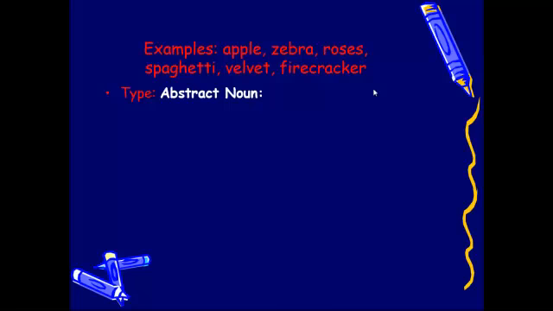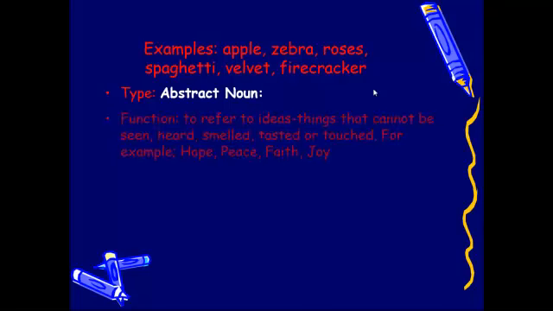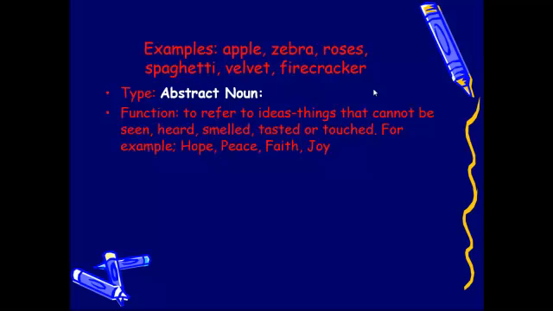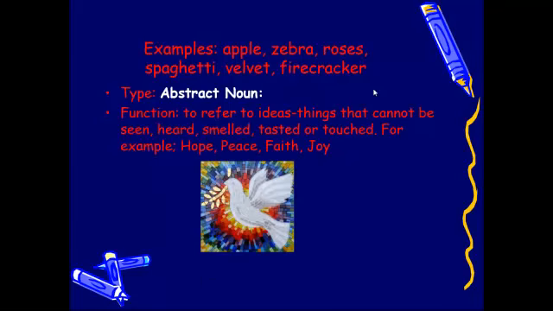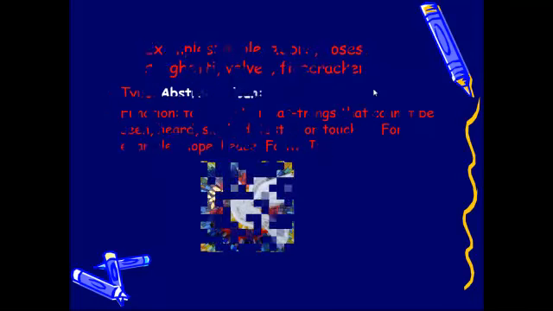Another type of noun is called the abstract noun, which is the opposite of concrete noun. The function is to refer to ideas, things that cannot be seen, heard, smelled, tasted, or touched. For example, hope, peace, faith, and joy.